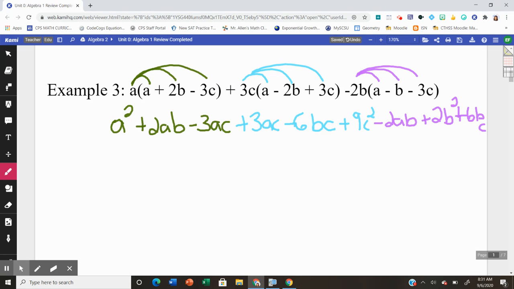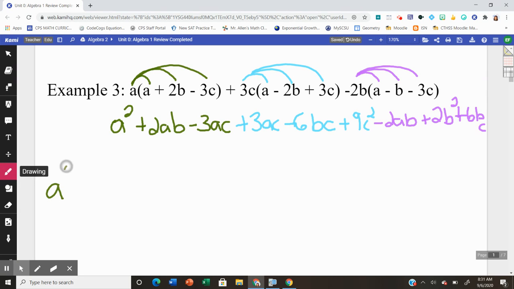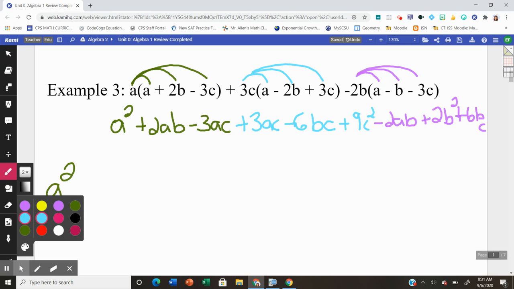Now we have this long stream of terms, and now we've got to figure out, are there any that are alike, anything that we can combine? So I'm just going to go in order. For a's, I don't see anything other than that a squared in there. I don't see it combining with anything else. So I'll have an a squared, and I can cross it off as I go through. So use yellow. Just cross it off, that way I know that it's done.